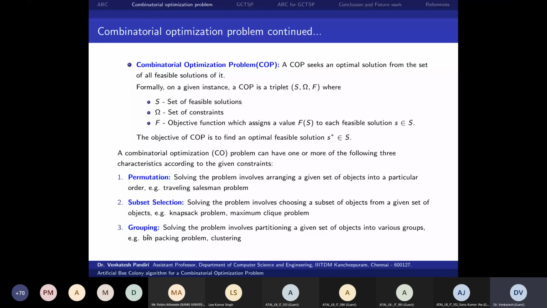Even classification problems come under grouping. Suppose you already have some training data divided into 4 clusters, let us say 4 classes, and there is a new data point. Then you need to classify it into one of these clusters. So classification also comes under a grouping problem. So first of all, we need to identify which characteristic the problem actually has. It can be one of these 3 if it is a combinatorial optimization problem. Now we will see one of the combinatorial optimization problems and try to solve it by using ABC.